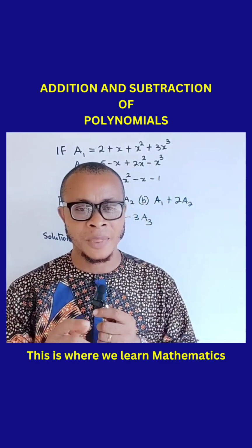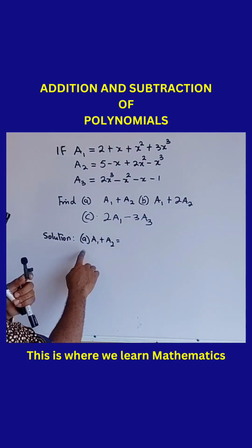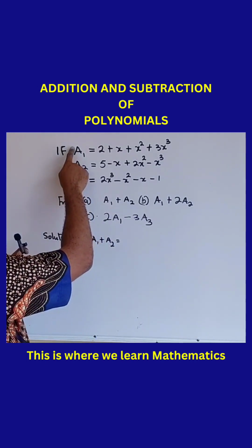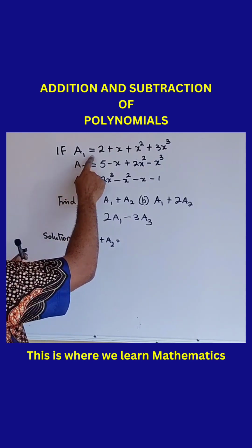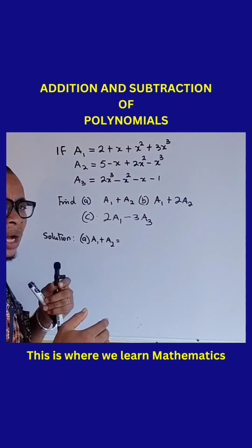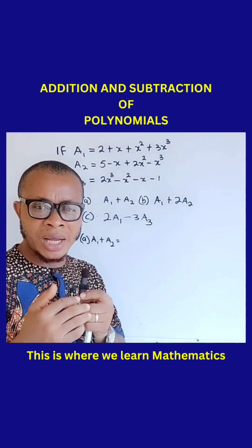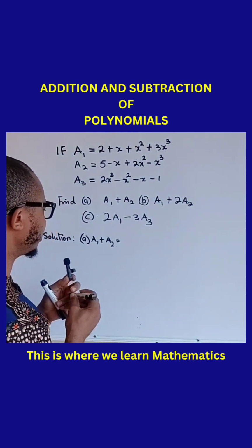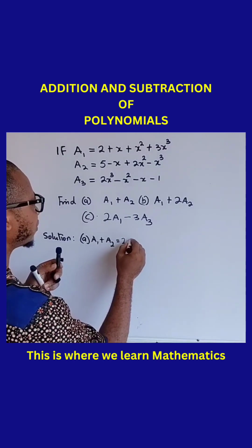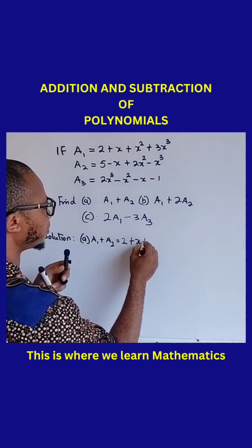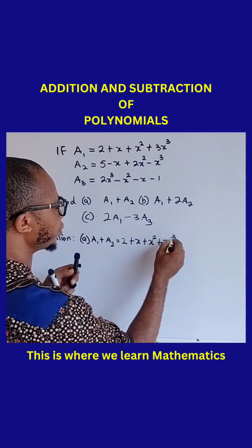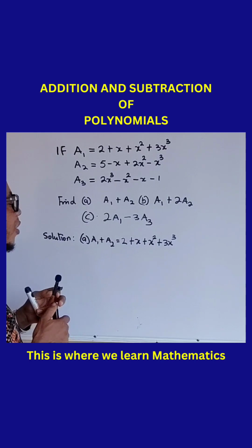Now, to solve the first question, we have a1 plus a2. The polynomials have already been given to us. A1 is this, a2 is this, and a3 is this. Our duty is to add a1 and a2. To do that, let us write out a1. a1 is 2 plus x squared plus 3x cubed.